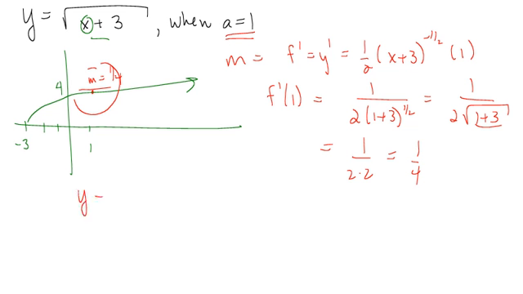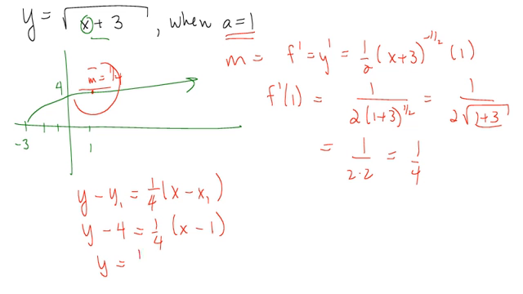The equation then is y minus y1 equals slope times x minus x1, just using the point-slope form. So y minus 4 equals 1/4 times (x minus 1). So isolating the y, and then I can simplify this if I like. It would be 1/4 x minus 1/4 plus 4.